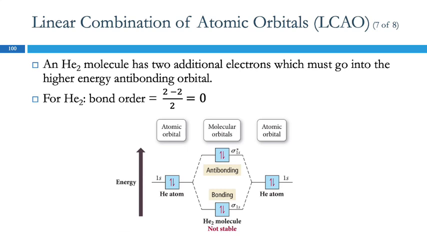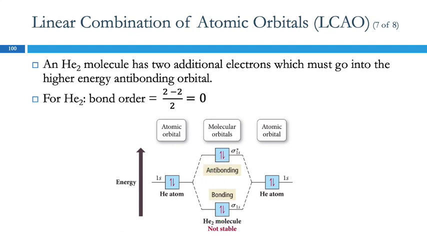Let's look at He2. So again, we're looking at 1s orbitals from each atom, and they're going to make these 2 molecular orbitals, a bonding orbital and an anti-bonding orbital. But with He2, we would have 4 electrons. So we put them in here, 1, 2, and then 3 and 4.